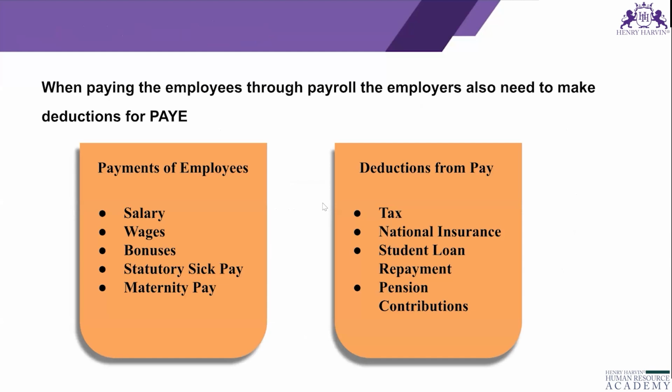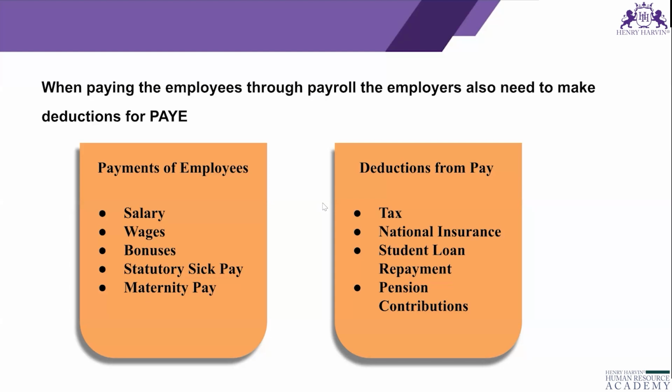Okay, PAYE at times we'll use as a term for all the deductions which go to HMRC, along with others. So what kind of payments will you see in the UK? Commonly, it is salary, wages, if it is an hourly wage or any kind of wages paid on a daily basis. Then bonuses, statutory sick pay, maternity pay. These are some examples. Then deductions, what you will see: tax, National Insurance, student loan repayment, pension contributions. Pension contribution is the employer contributions, okay?